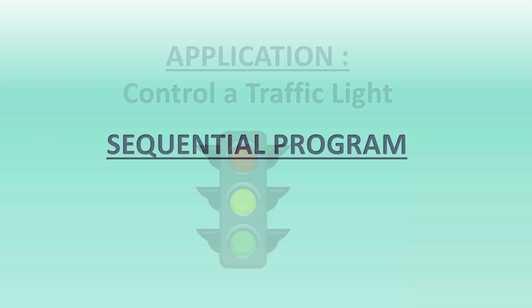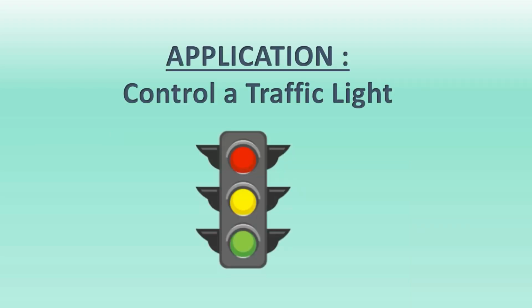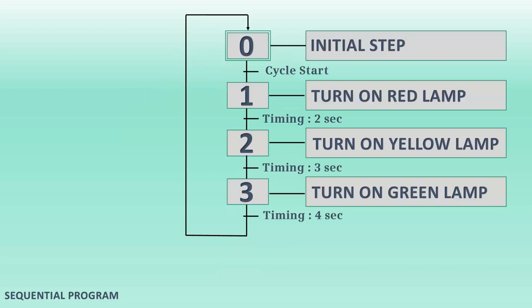Now, let's move on to another section. In this section, we will have an application, which consists of managing a simple traffic light, with 3 lamps. With this application, we will learn how to write a sequential program in TIA Portal. When talking about a sequential program, we always use the graphic tool, GRAFCET. It is a powerful tool that describes the steps of the sequence, and the transitions from a step to another.